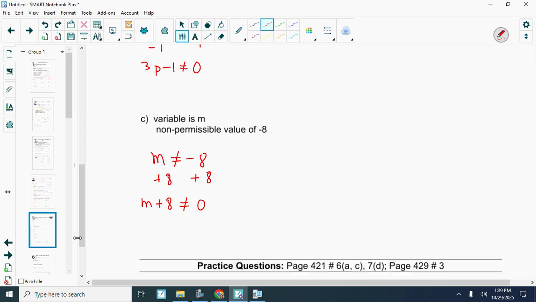So the key here is you want to see the cannot equal 0. In order to get this to be equal to 0, you're just going to do the opposite sign. So it was a -8, you're going to add 8 so that you get 0, and then you know that this is now your denominator. And let's do something interesting. Instead of a 1, let's put a 2m, or anything else that you want on there.